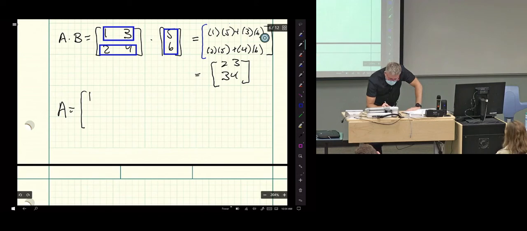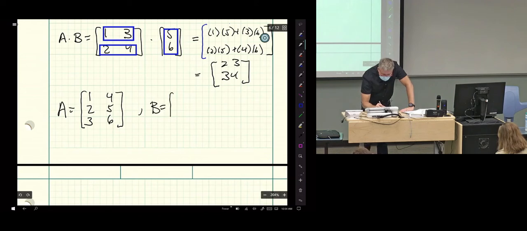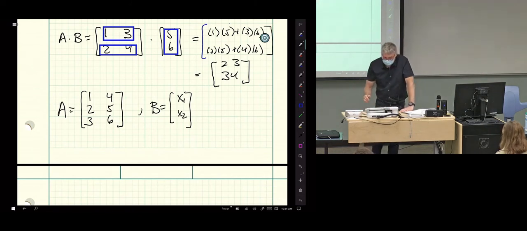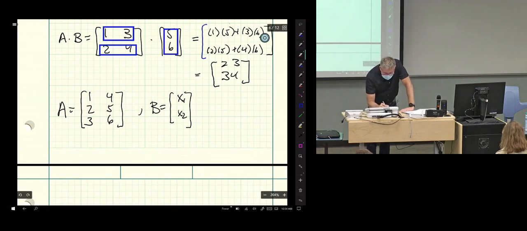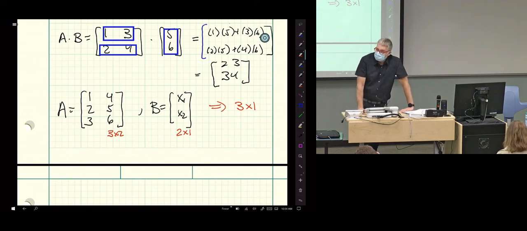What if A is 1, 2, 3, 4, 5, 6? I'm sure you love my very imaginative use of numbers. And B is x1 and x2. Why not? Okay. This thing has 3 rows and 2 columns. This has 2 rows and 1 column. So that's going to work, and we're going to get a 3 by 1 matrix. So a column vector, right?